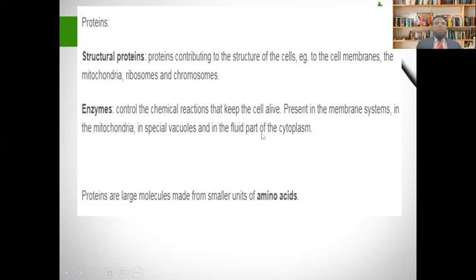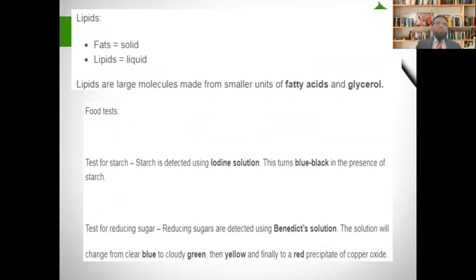So this is the importance of protein: protein makes different structures, for example mitochondria, ribosomes, and chromosomes. And protein is also responsible for making enzymes. Proteins are large molecules made up from small units called amino acids. So protein is a polypeptide chain of amino acids.